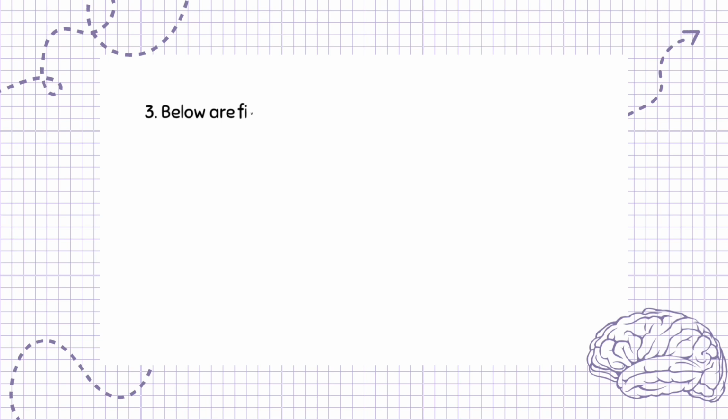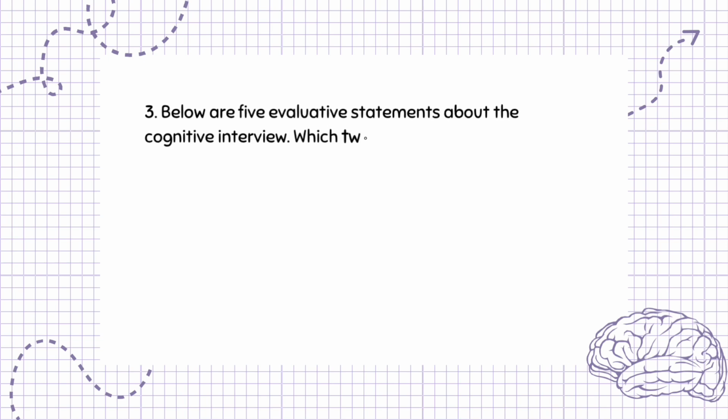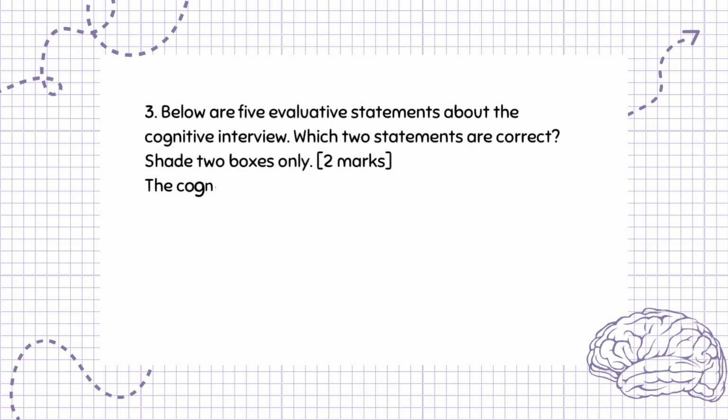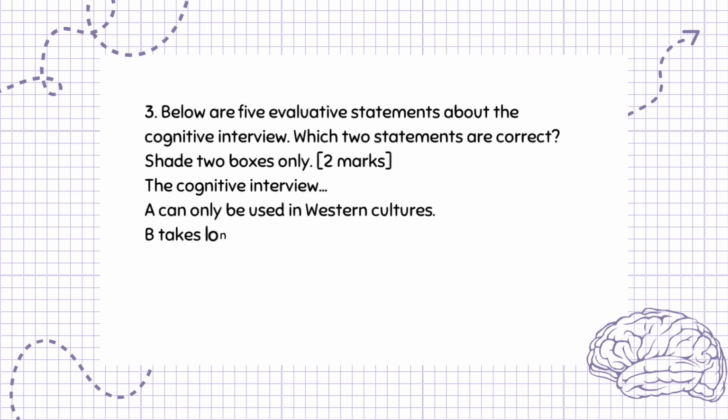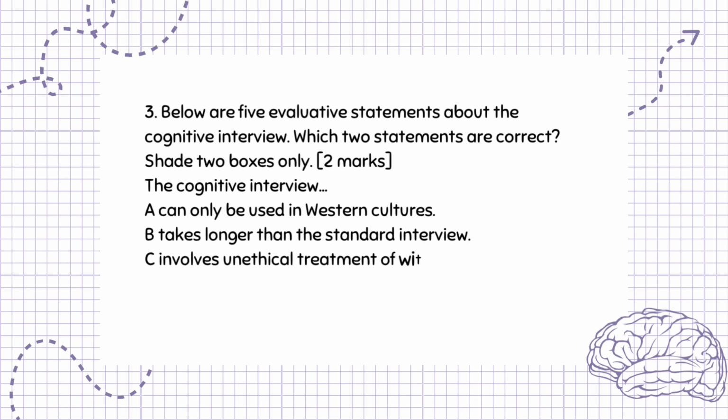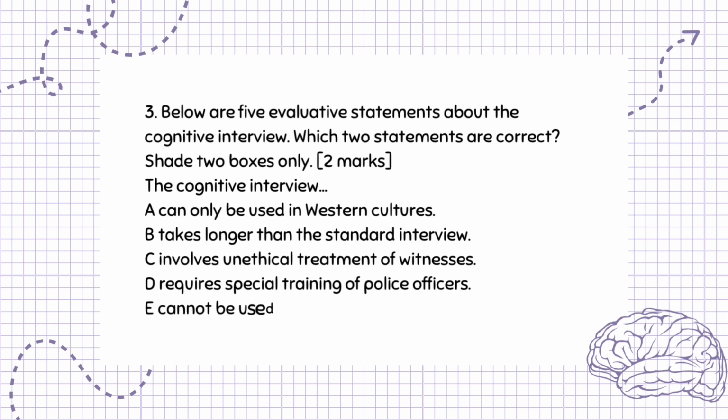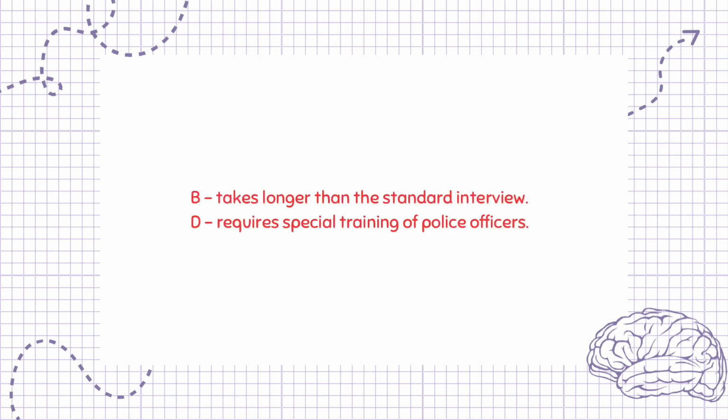Question 3. Below are 5 evaluative statements about the cognitive interview. Which 2 statements are correct? Shade 2 boxes only. 2 marks. The cognitive interview. A can only be used in Western cultures. B takes longer than the standard interview. C involves unethical treatment of witnesses. D requires special training of police officers. E cannot be used to interview children. The answers are B takes longer than the standard interview, and D requires special training of police officers.